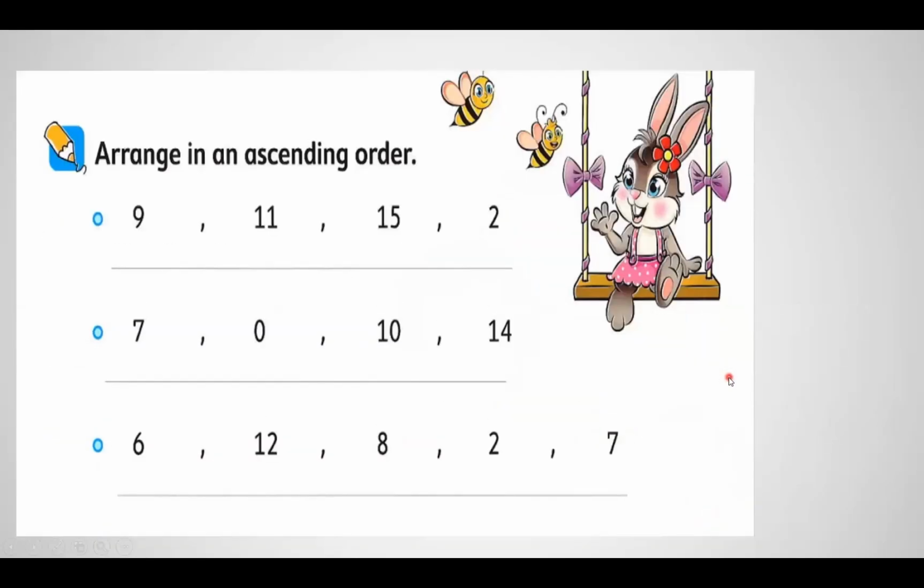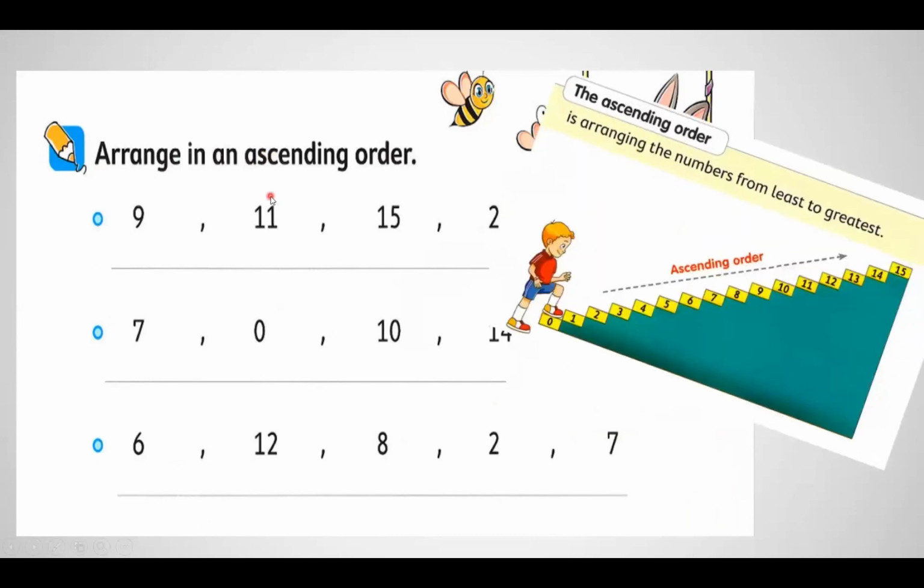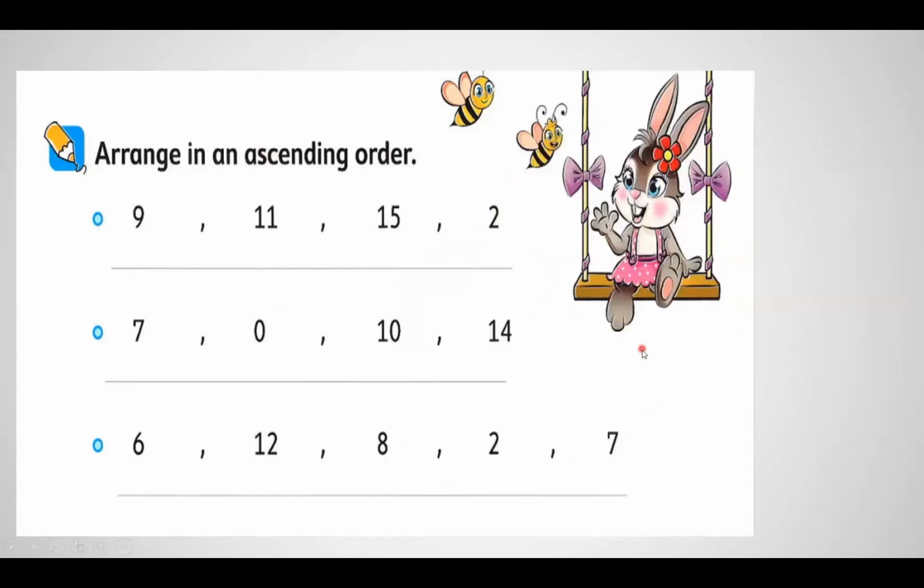Let's solve together these examples. He is saying arrange in ascending order. Again, ascending means, and you remember? Yes, ascending means from the smallest to the greatest. I have numbers 9, 11, 15, and 2. So I'm going to say, where is the smallest number? Yes, it's 2. So put it first.